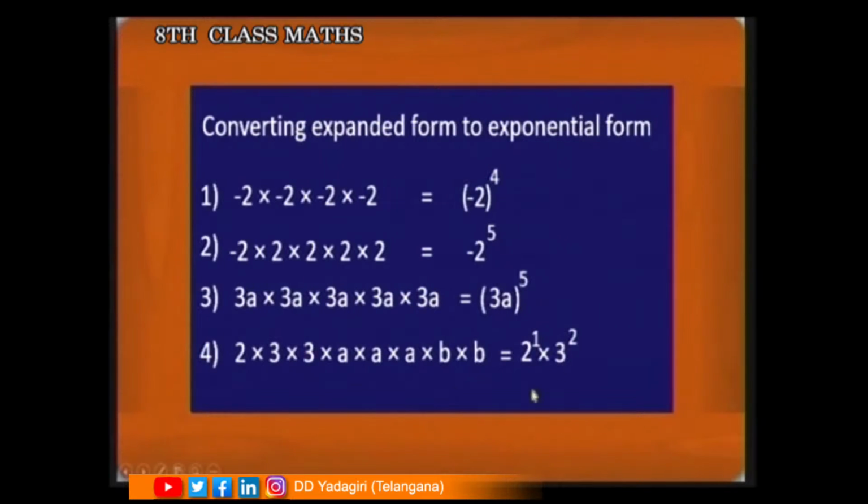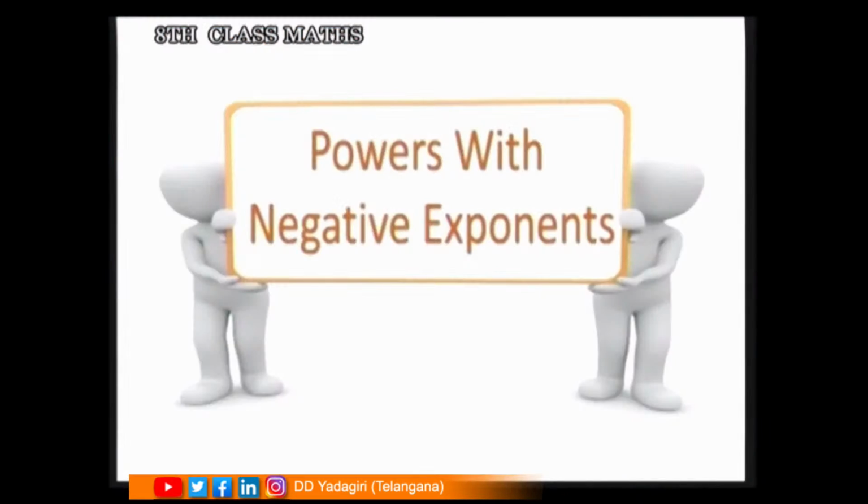2 times. So, we write 3 power 2, and a is multiplied with itself 3 times. So, it is written as a cube or a power 3 and b square. Now, let us discuss powers with negative exponents.